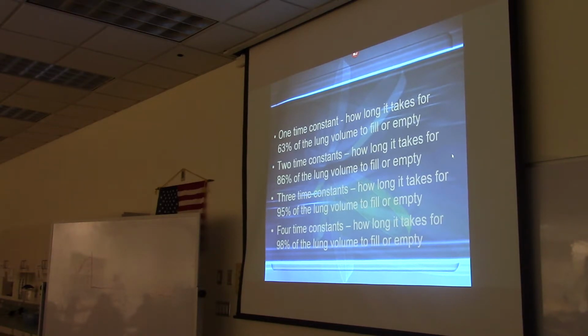empty. Two time constants, so 0.4 seconds plus 0.4 seconds would be two time constants. That's how long it would take for 86% of the lung volume to fill or to empty. Three time constants would be 0.4 plus 0.4 plus 0.4. That's how long it would take to get 95% of the volume into the lungs. And then 4 time constants, you go from 95 to 98% to get the lungs full of air.